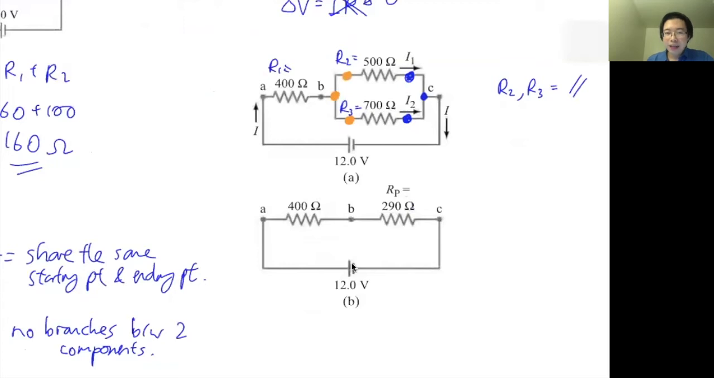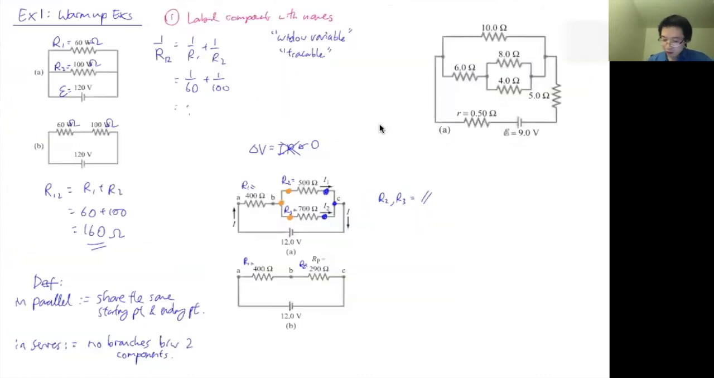So if you look at B over here, it's called the R1 and R2. Okay, so between them, there's no branches between the two components. Between them is this part, from here to here. There is no extra branch that branches out, so this is called in series. So this is a good test of whether things are in series or not. I think I won't actually plug in all the numbers. You can try this as an exercise at home.